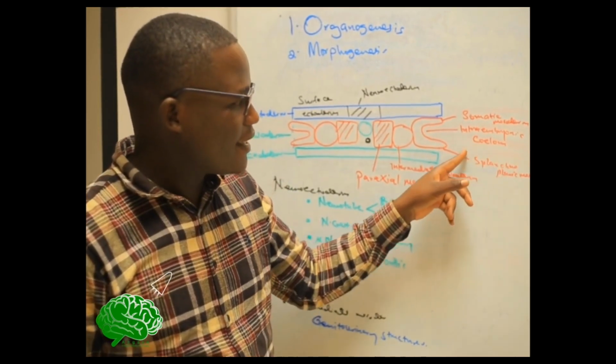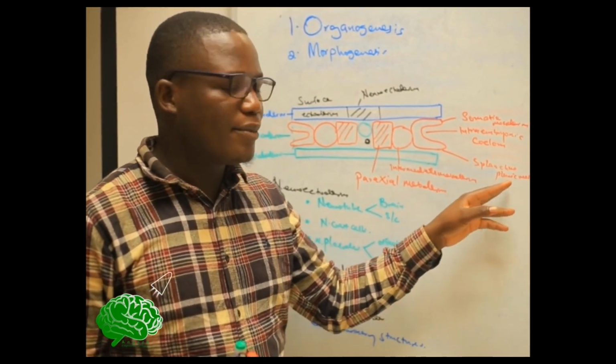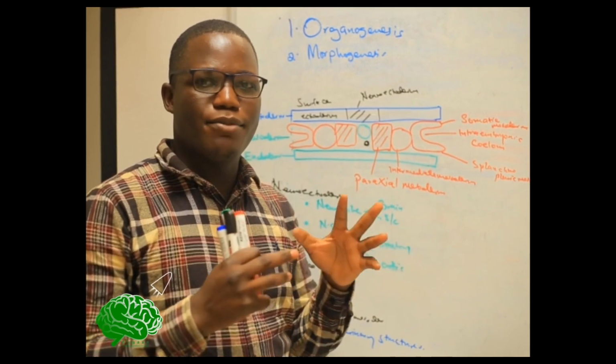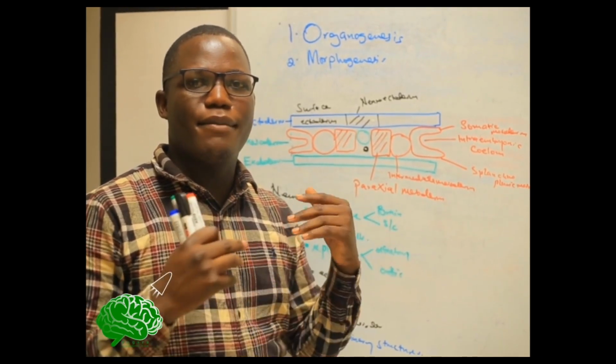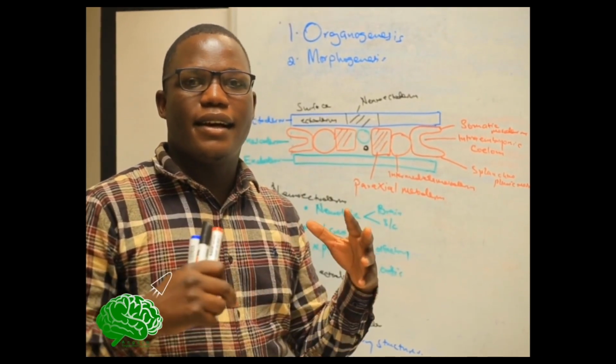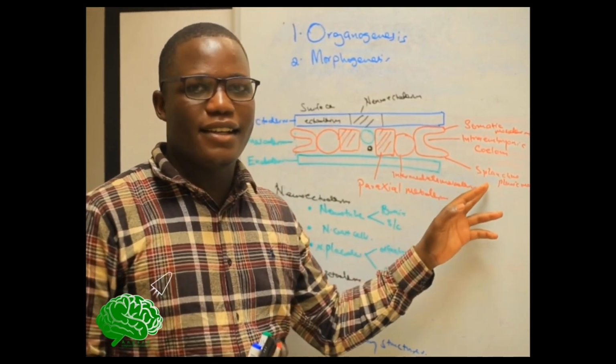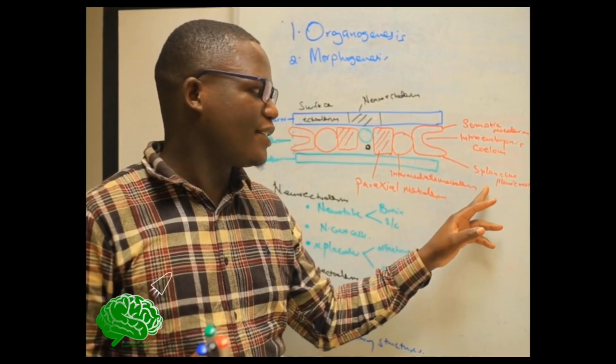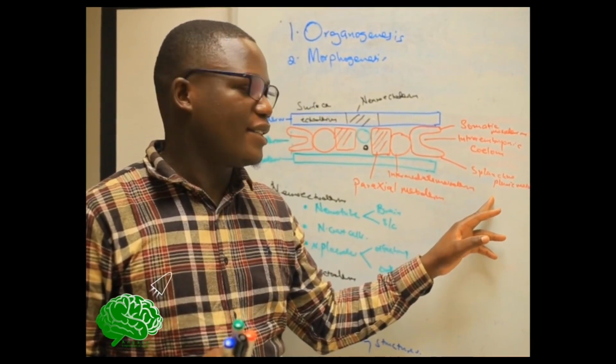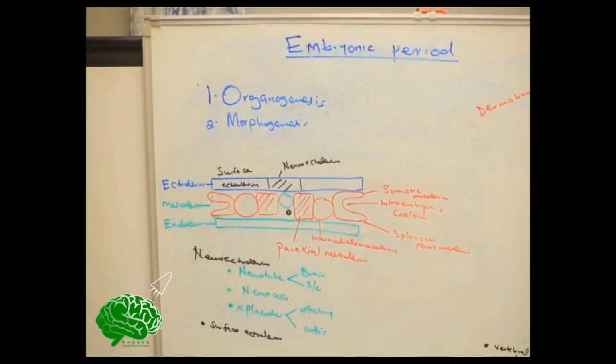Then lastly is the splanchnic mesoderm, which basically gives rise to the muscles of the visceral organs, and other structures, as well as the connective tissues found within such structures.